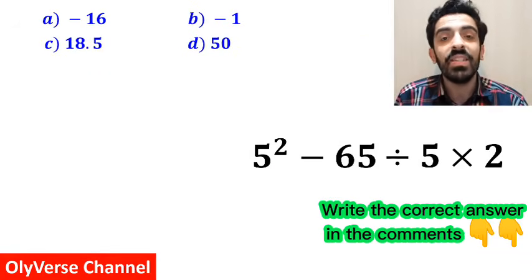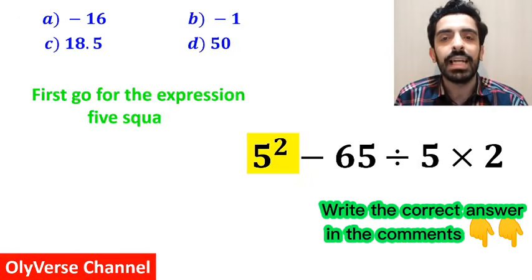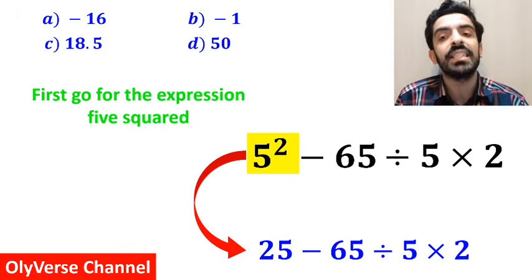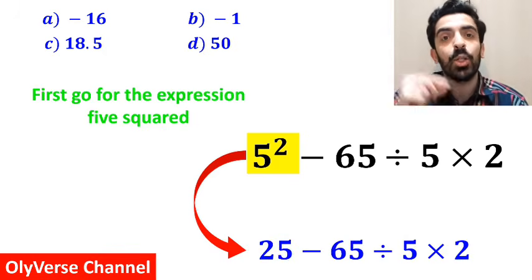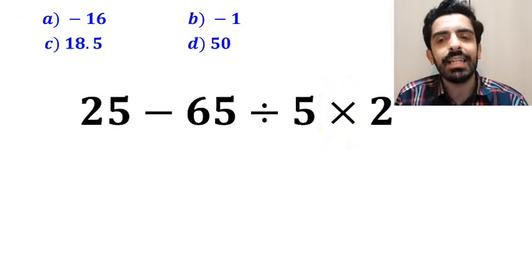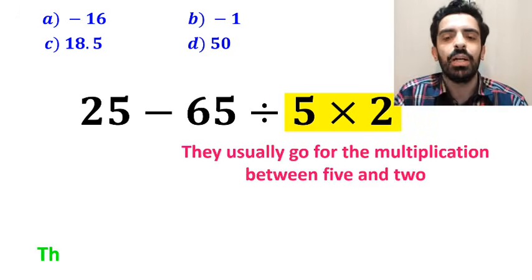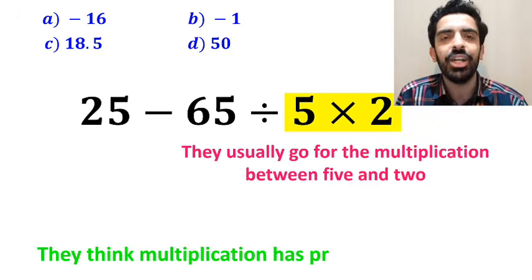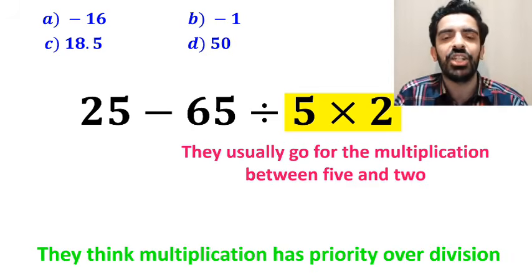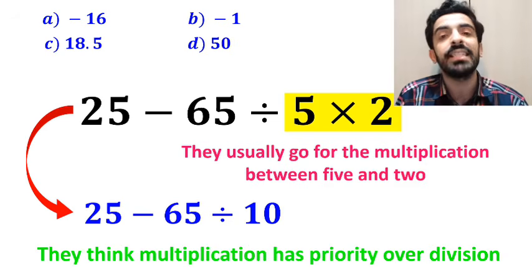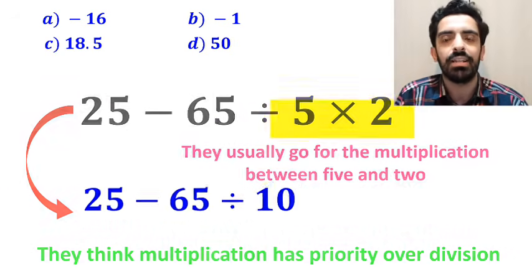Also, some other people when solving this question first go for the expression 5 squared and they simplify it to 25 minus 65 divided by 5 multiplied by 2. And the next step, they usually go for the multiplication between 5 and 2 because they think multiplication has priority over division. So, they rewrite this expression as 25 minus 65 divided by 10.